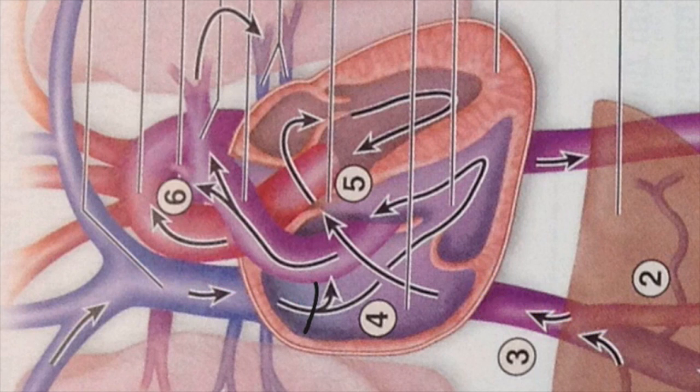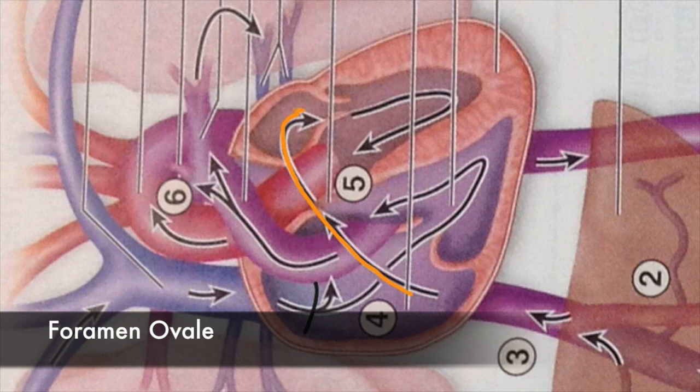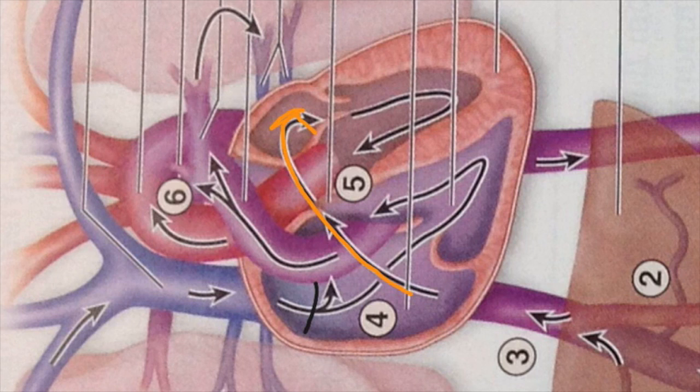Since pressure is greater on the right side of the heart compared to the left side, most of the blood is shunted from the right atrium to the left atrium via the foramen ovale. This blood flows into the left ventricle and then is pumped out through the aorta.